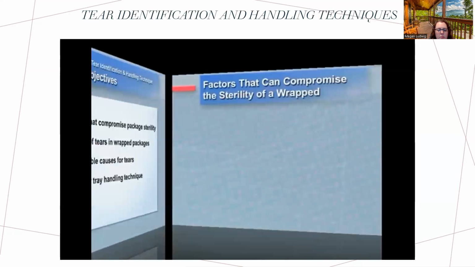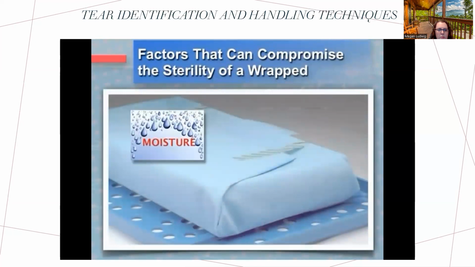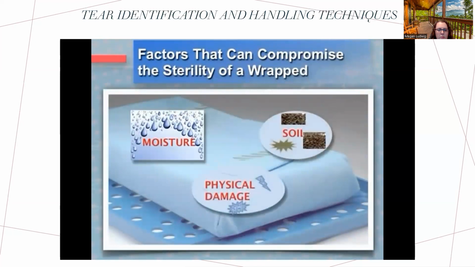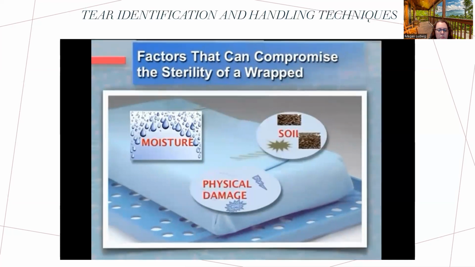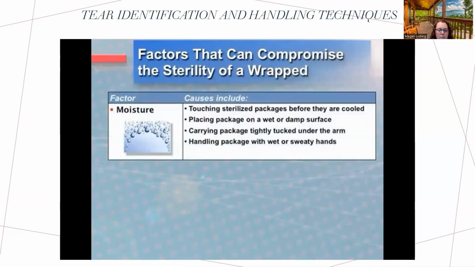After sterilization, factors that can compromise the sterility of a wrapped package are moisture, soil, and physical damage. Let's review these factors. After the sterilization process, packages may become moist from causes that include touching sterilized packages before they are cooled, placing the package on a wet or damp surface, carrying the package tucked tightly under the arm where it can come into contact with the warm, wet armpit, or from handling the package with wet or sweaty hands.